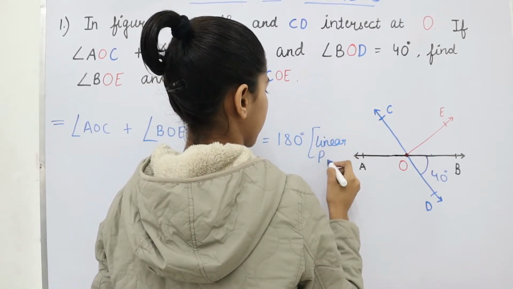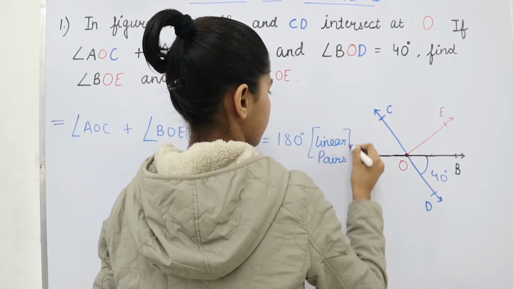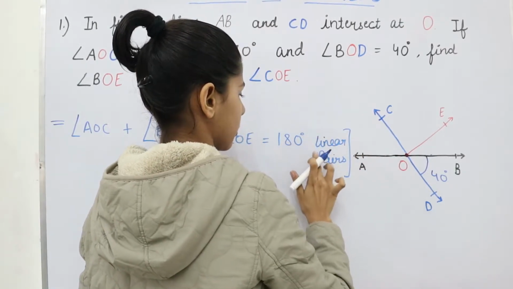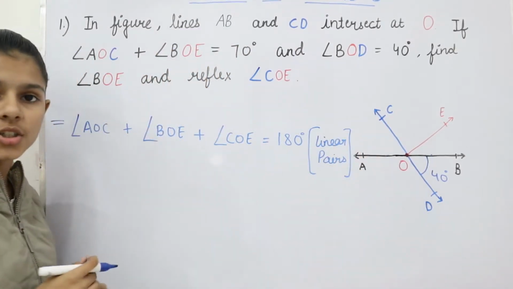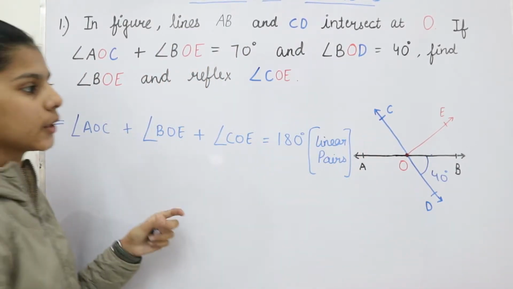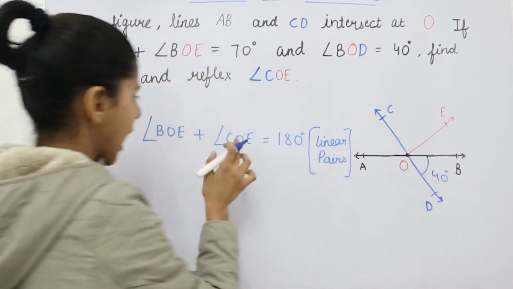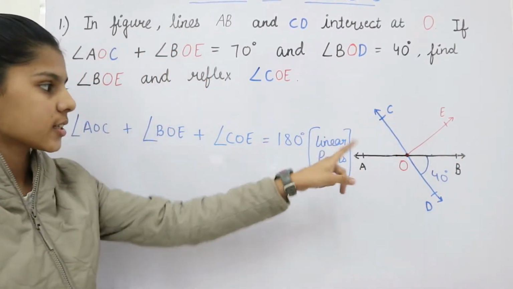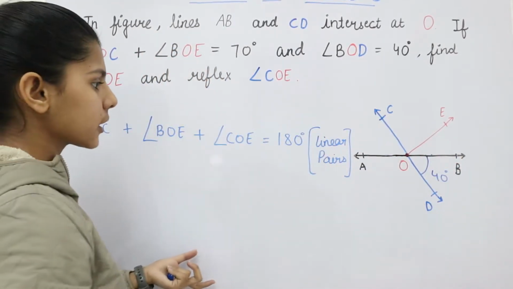They are linear pairs. So this property will be used here because the angles are on a straight line. AOC and BOE means these both angles, and COE is the middle one. So their sum will be 180 degrees because of the property of linear pairs.